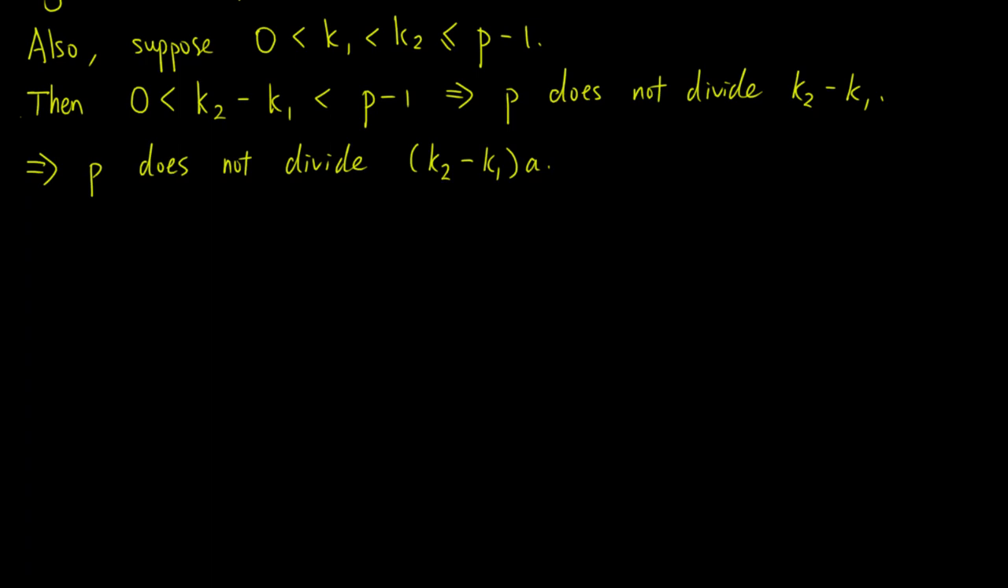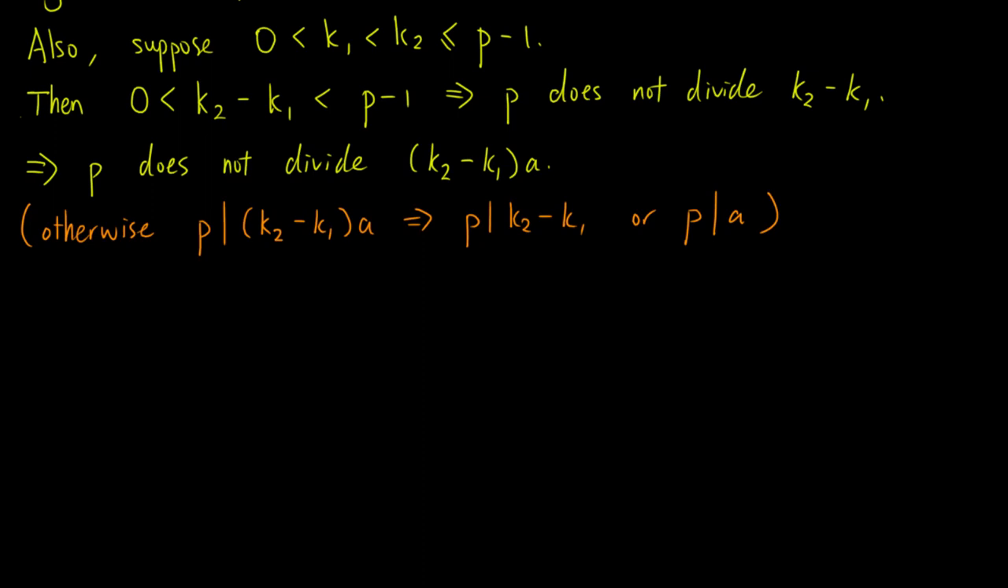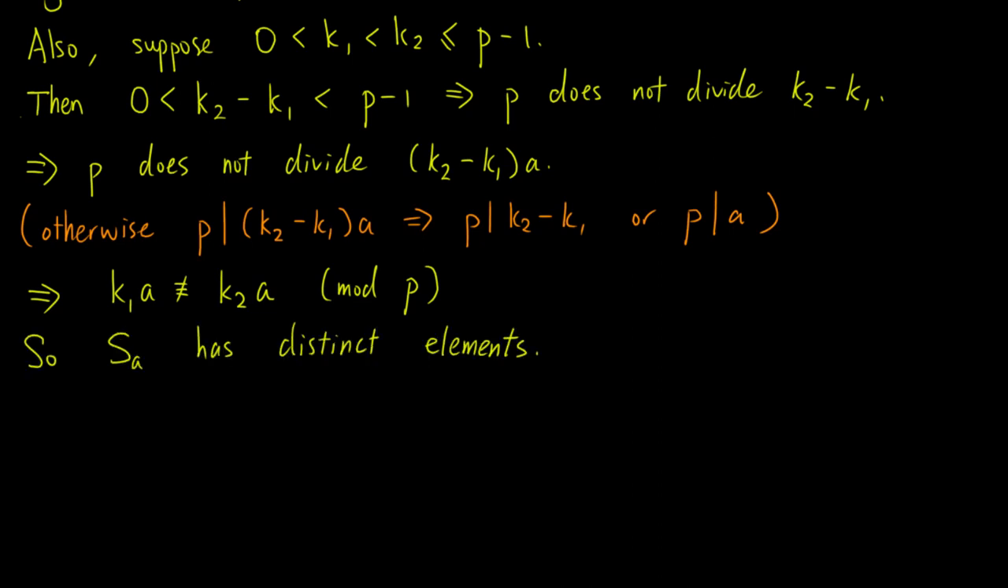which in turn implies that p does not divide k2 minus k1 times a, because otherwise p divides k2 minus k1 times a, which would mean that p has to divide k2 minus k1 or p divides a, and both cases lead to a contradiction. So, k1 times a is not congruent to k2 times a mod p. This means that the set SA has distinct elements.